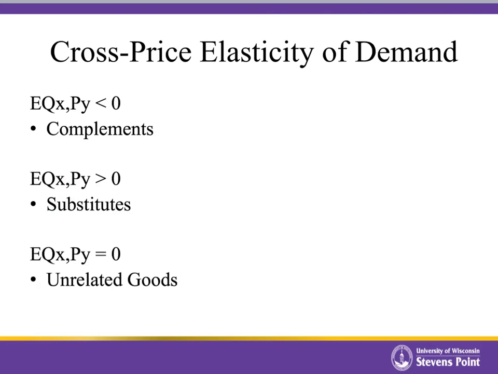And in between the two, we could get a measurement of 0, which simply means that one good's quantity doesn't respond to changes in the other good's price, and we would interpret those as unrelated goods. So for example, if there was an increase in the price of bicycles, how would that affect the quantity demanded of coffee? Well, it probably wouldn't, and so we'd get a measurement of 0.